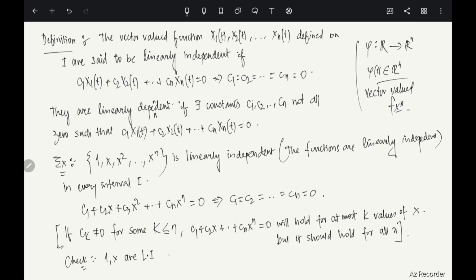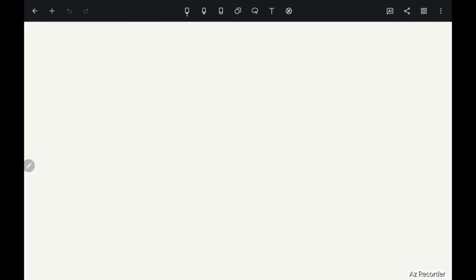Okay, so you start with c1 plus c2x equals 0. Clear? And now if you differentiate both sides, you do get that c2 has to be 0, right? And if c2 is 0, then of course c1 has to be 0. So c1 and c2 have to be 0. So they are linearly independent. You can argue like that also. It's not a problem. And so you can do it for any n. So basically 1, x, x square, up to x power n, they are linearly independent. That's going to be the case.